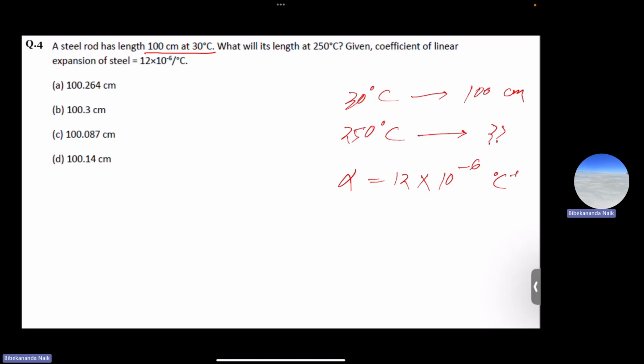So options are option A 100.264 centimeter, option B 100.3 centimeter, option C 100.087 centimeter, and option D 100.14 centimeter. So these are the four options. Based on the concept that we discussed now, we need to solve this question. I'll give you a few minutes to try this question and solve it, and then we will discuss what the correct answer is.